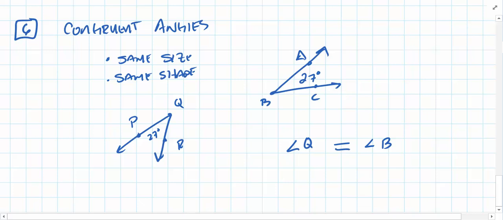What says that? The fact that they're both 27s. So I know that for a fact. Now, since they are equal, would you say that they have the same size or shape by being equal in measure? If they have the same size, if they're both 27, they have the same size angle, right?